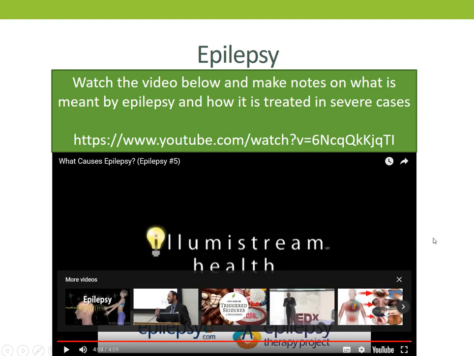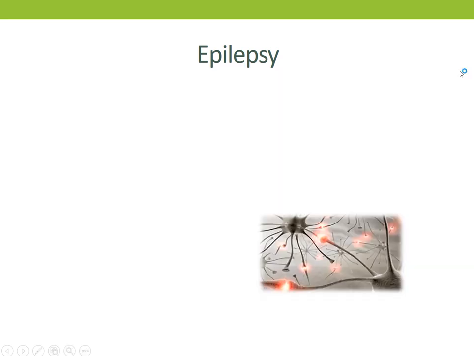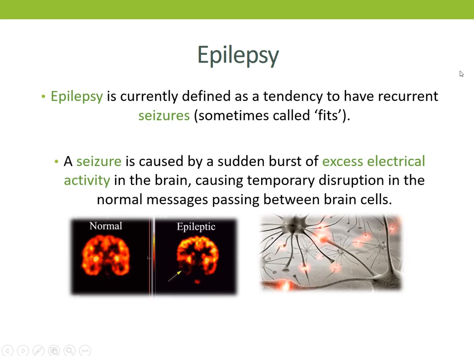Okay, so you can learn more about epilepsy on there. But I'll tell you a little bit about what it is. So that's kind of some of the things that can cause it, and things that can treat it. But what it is, basically, is, as I say, this tendency to have recurrent seizures, which are sometimes incorrectly called fits. They're called seizures, okay? So a seizure is caused by a sudden burst of excess electrical activity in the brain. So it causes a temporary disruption in normal messages passing between brain cells.